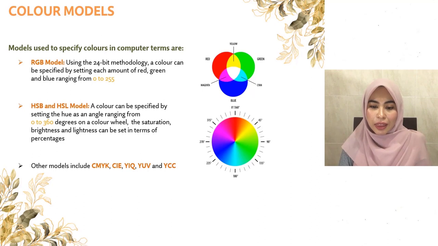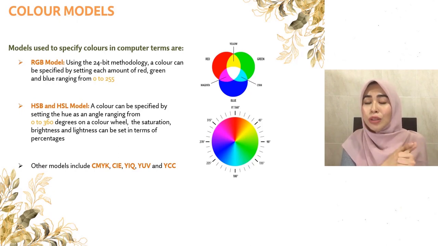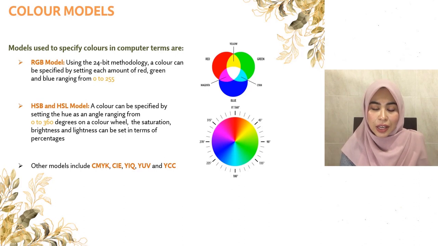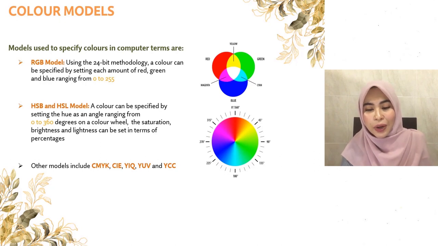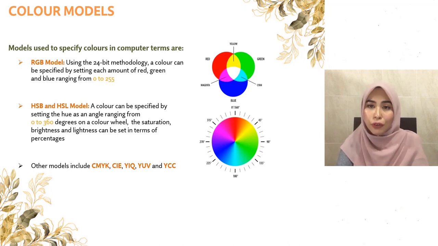Okay, so other than the additive and the subtractive color model that I've talked about, additive is RGB, red, green, and blue. Subtractive is CMYK, cyan, magenta, yellow, and black. And we also have other models such as HSB and HSL model. We have CIE, YIQ, YUV, YCC. So there are many, many color models that you can use within your project if you want.